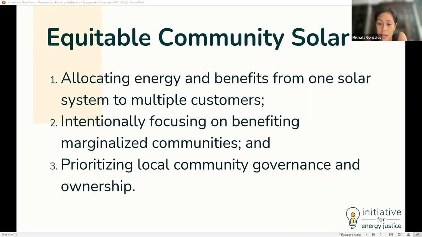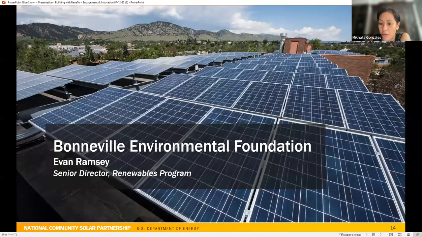So the next two would be, thinking back to the distributive justice pillar on the last slide, equitable projects should be designed specifically with and for communities that have faced the highest economic, environmental, health, and social burdens. And lastly, governance and ownership often yields the most control over design, siting, development, construction, benefits, who benefits. So that's also an important element. In terms of authentic community engagement, I will allow our panelists to speak more to those definitions and examples of what that looks like. So I will turn it over to our first panelist, Evan Ramsey at Bonneville Environmental Foundation.